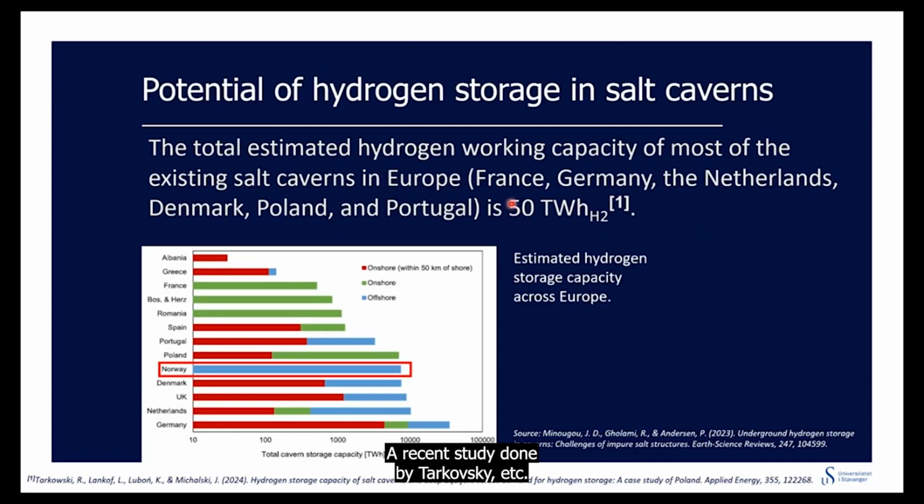A recent study done by Tarkowski et al. suggested that the total estimated hydrogen working capacity of the most existing salt caverns, note here it is existing salt caverns, in Europe is 50 terawatt hours, or TWh. I'm sorry, I'm a bit nervous because this is my first presentation.